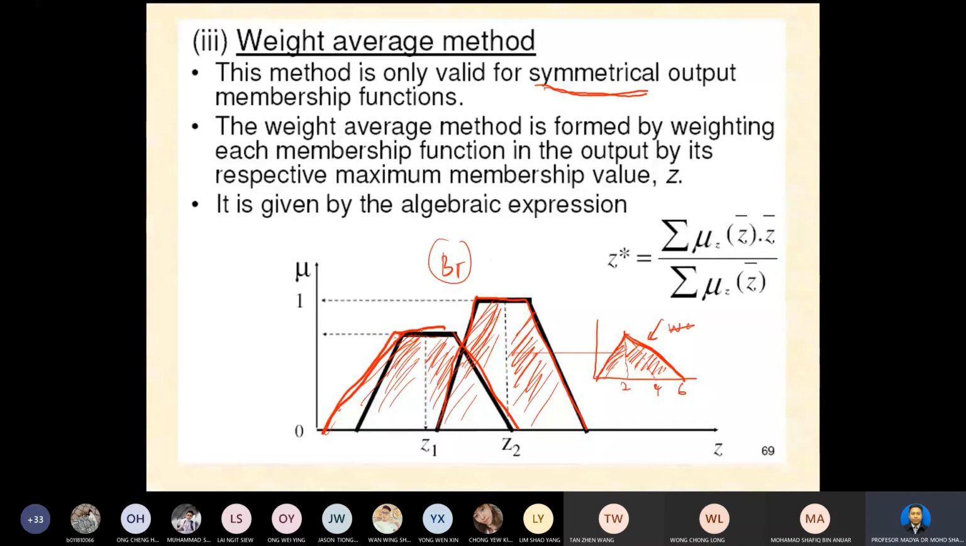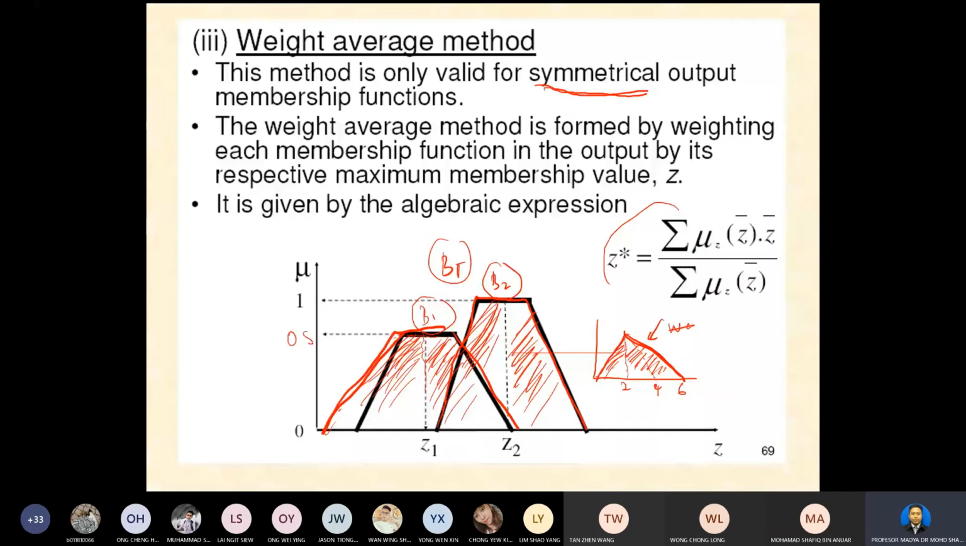For example, this is B1 and B2. If only B2 is symmetrical but B1 is not symmetrical, you cannot use the weighted average method. Okay, so the formula for the algebraic operation of the weighted average is like this: the summation of the membership value multiplied by the center. This we call Z1.